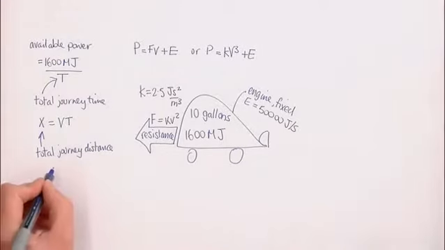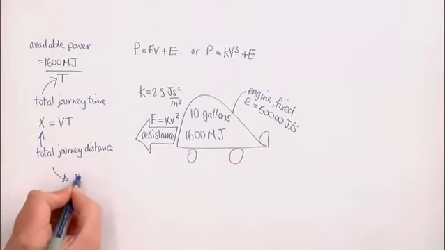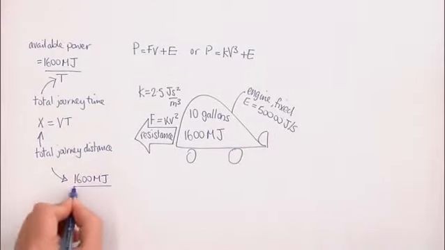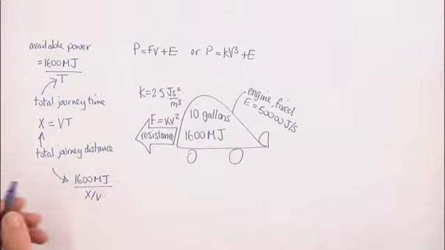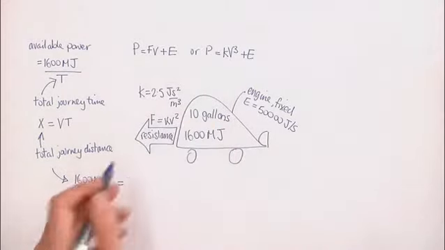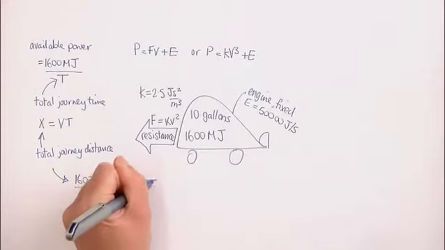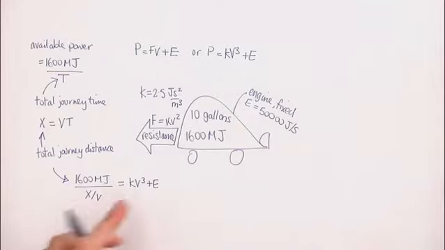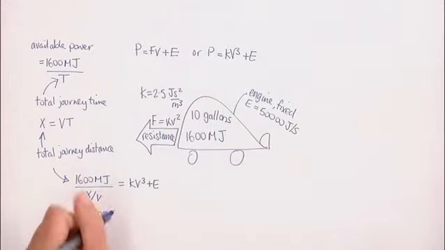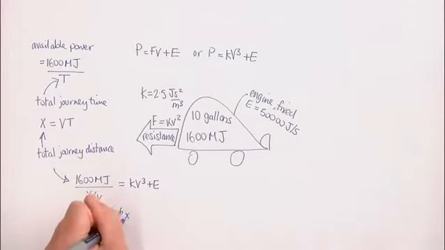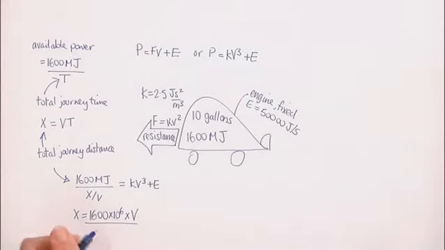So when we combine them, we get 1600 megajoules divided by t, which is equal to x over v, and that's equal to the expression for the power, which is kV cubed plus E. And so we can rearrange that to make x the subject, and we get x equals 1600 times 10 to the 6 times v divided by kV cubed plus E.